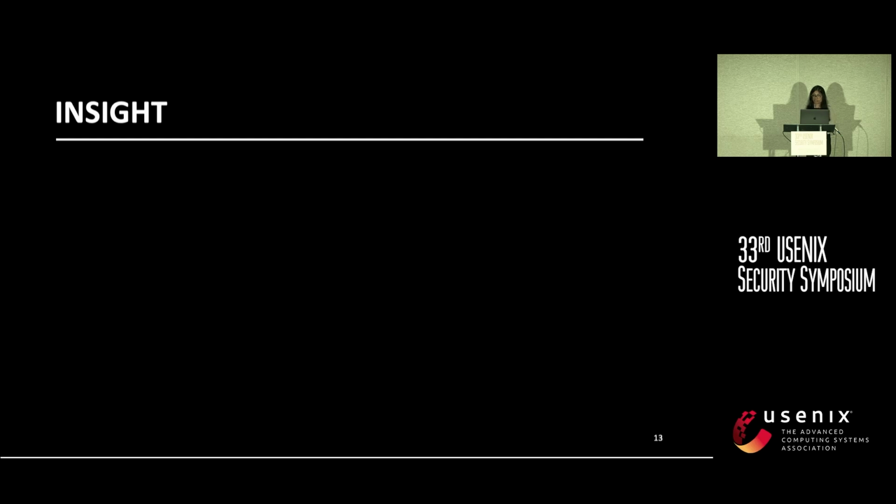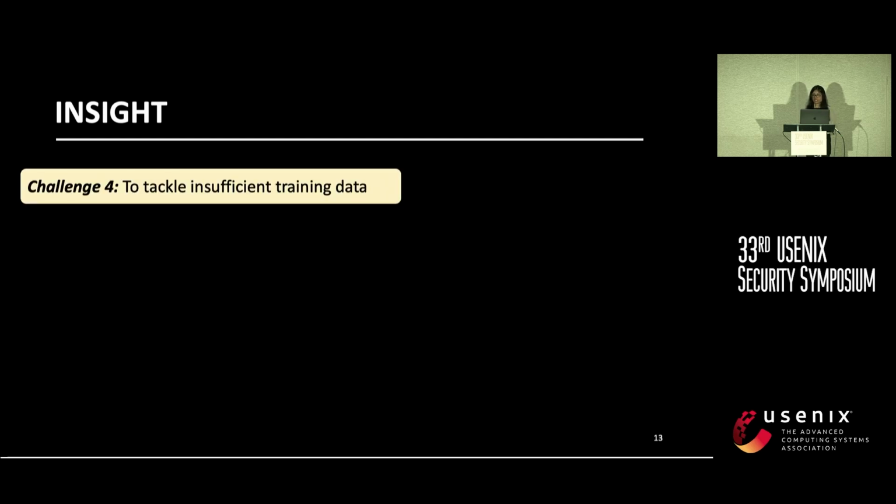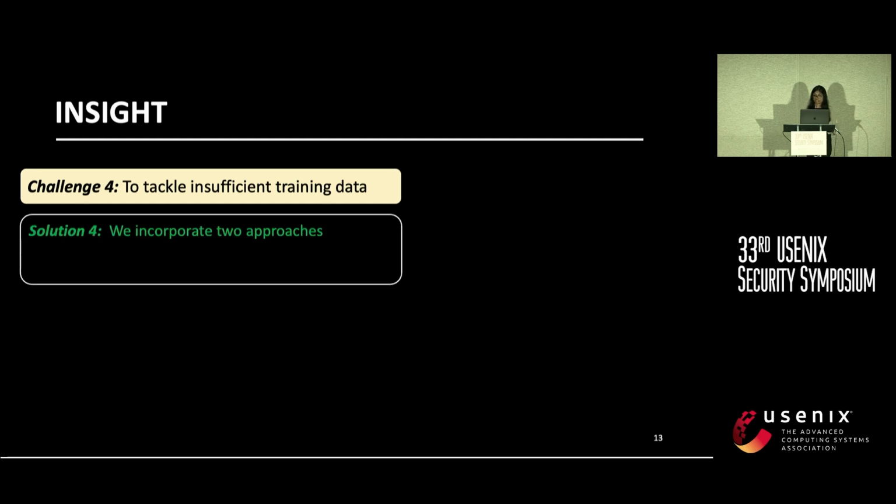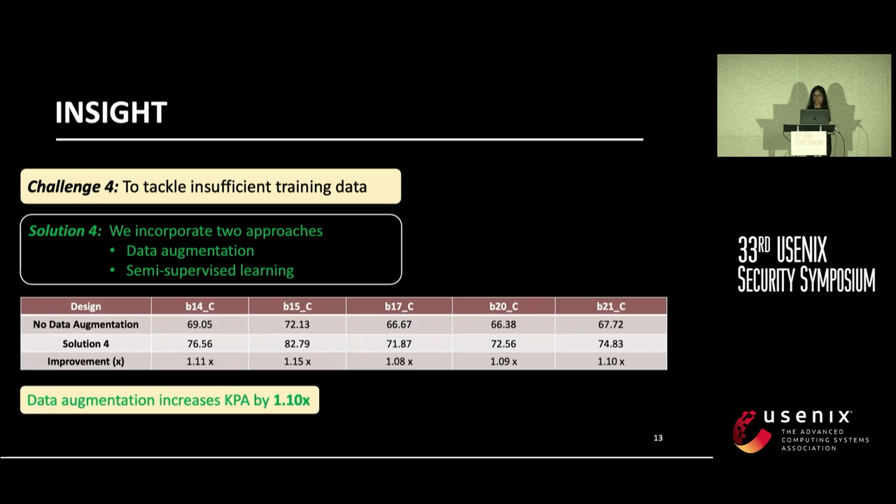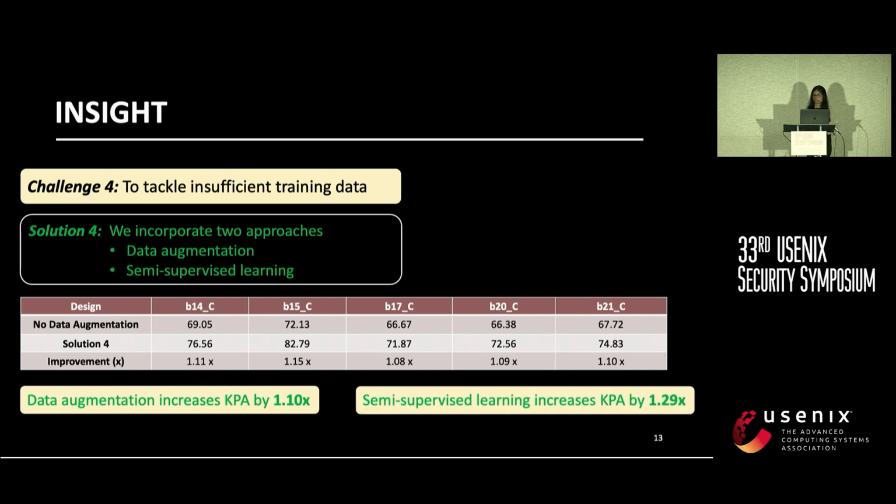There could be a limited training data set owing to closed source locking technique or limited diversity of the training data set. We propose two approaches to tackle this challenge. Firstly, data augmentation. It performs graph transformations on the locked design to increase the training data set. Secondly, semi-supervised learning that utilizes known nodes in the locked design to generate the training data set. Data augmentation has increased key prediction accuracy by 1.10 times, and semi-supervised learning has increased key prediction accuracy by 1.29 times.